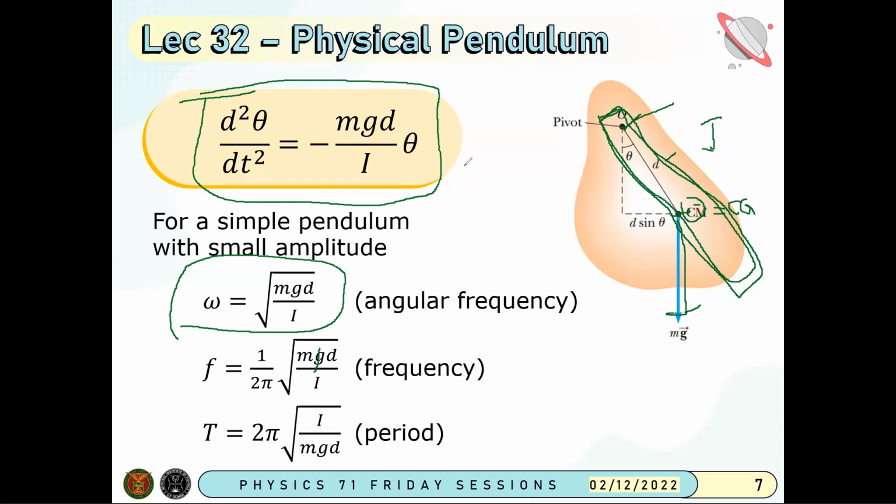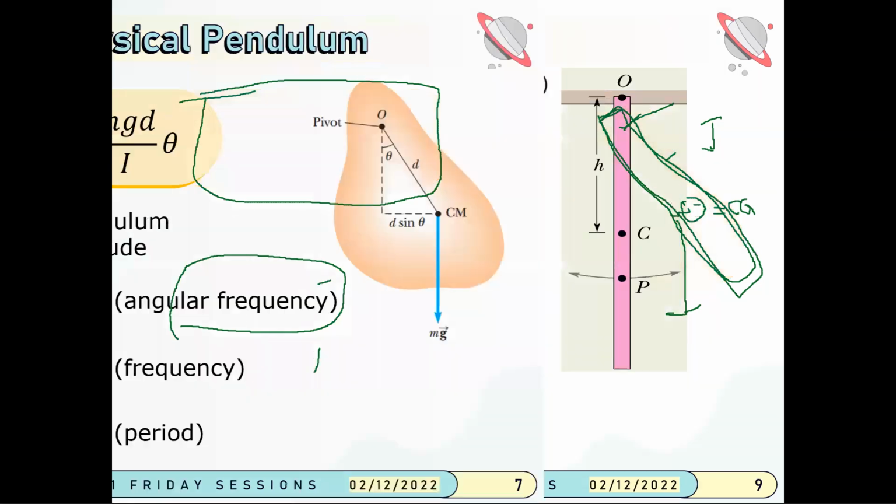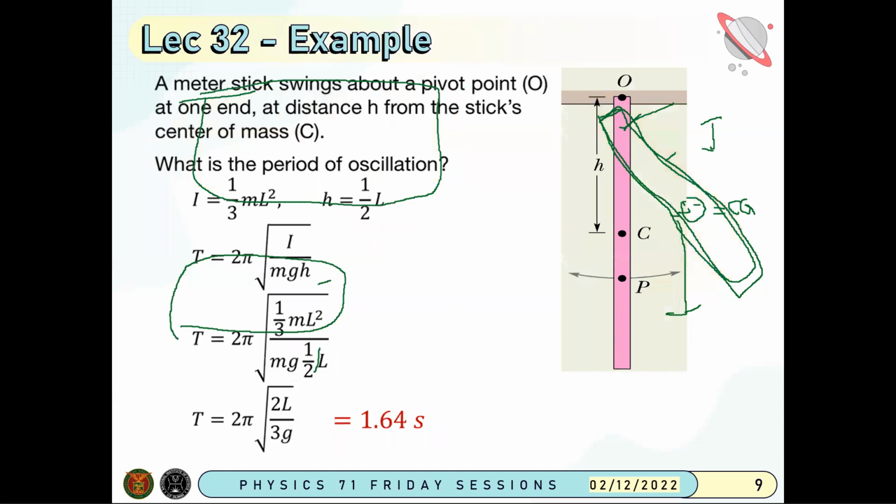So again, yung D dito, right, yung D na to, is yung distance ng center of gravity or center of mass from the pivot point. Yung I, yung moment of inertia ng buong pendulum. Okay. So I think better siya if makita natin with an example.